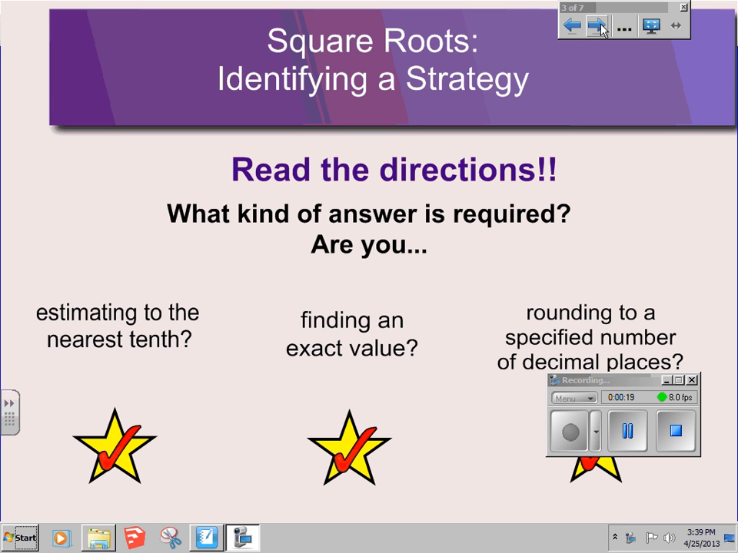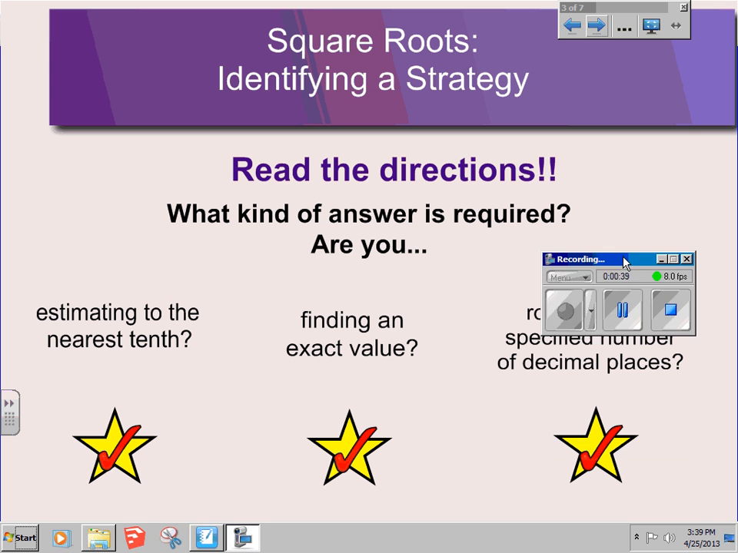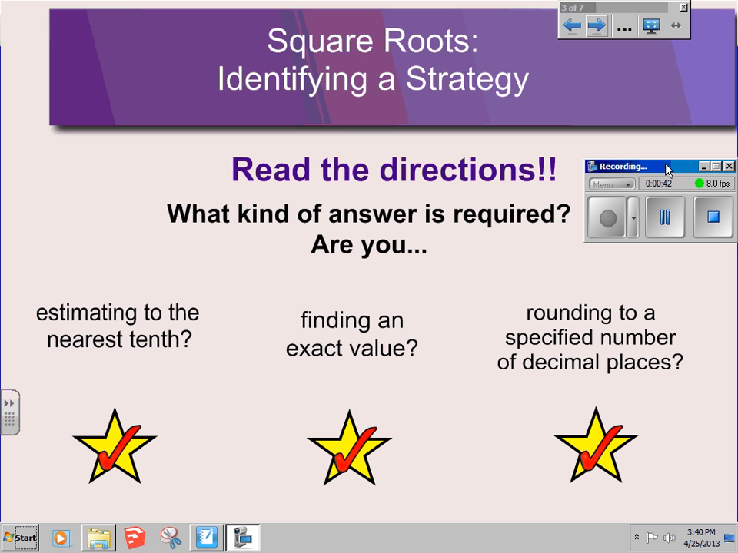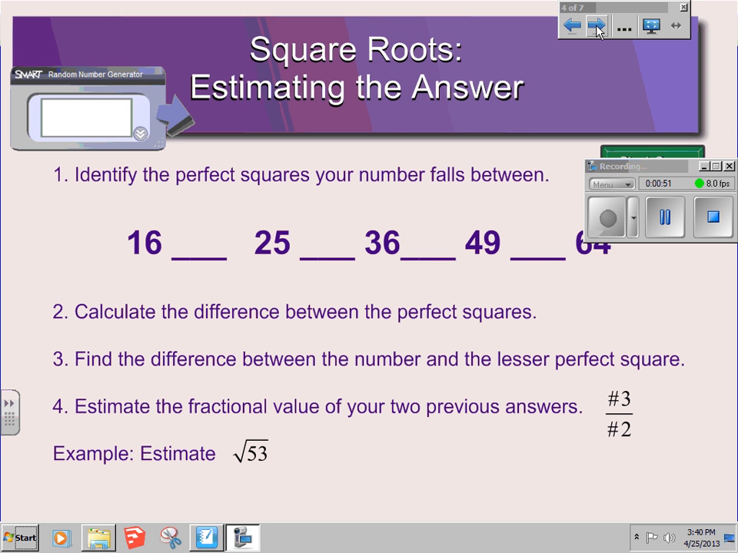There's basically three things you can do when you're dealing with these irrational square roots, and it depends on what kind of answer you need. You can either estimate to the nearest tenth without a calculator, and I'll show you how to do that. You can find an exact value, which will lead to the simplest radical form. Or you can round it to a specified number of decimal places, and we usually do that with a calculator. We will be using a calculator on and off for the rest of the year. All right, so let's start to look at these different methods.